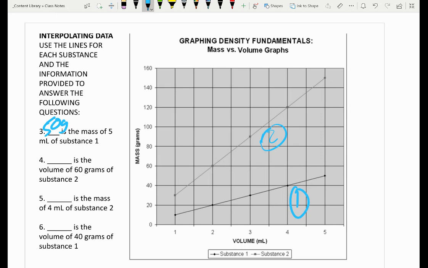All right, Ariel, what about number 4 there? What is the volume of 60 grams of substance 2? What's that? So 60 grams of substance 2 is right there. What volume is that? About 3 or 2? 2, good.